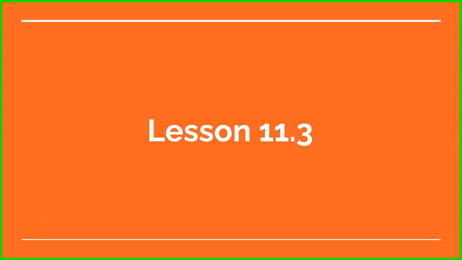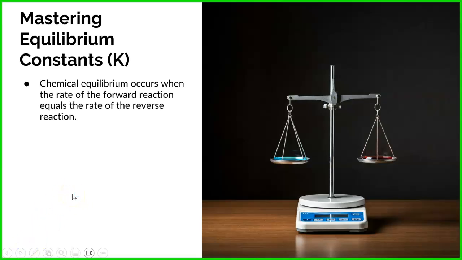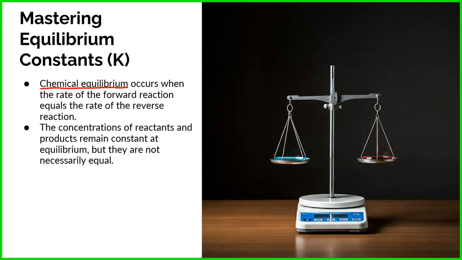Okay, lesson 11.3 is going to be about your equilibrium expressions. As we talked about last time, equilibrium just means that the rate of the forward reaction equals the rate of the reverse reaction. We really saw that with the paper wads, where it's not necessarily the concentration of the reactants and products that changes. They do remain constant at equilibrium, but it's more the rate that's going to be changing. So the concentrations of reactants and products are not necessarily going to be equal to each other.